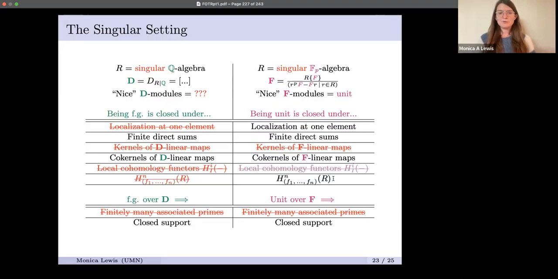And on the next slide, we'll talk about some more sophisticated arguments by Hochster and Núñez-Betancourt, or by Katzman and Zhang, that get various closed support statements over different modules in characteristic P. So to summarize the table in the singular setting, our niceness property is preserved under fewer operations, and it does not imply as many nice things.